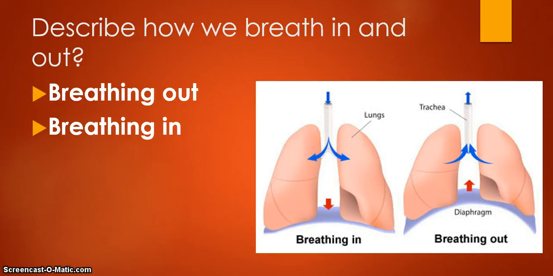Next is breathing in. When we inhale, the intercostal muscles between the ribs and the diaphragm contract to expand the chest cavity. The diaphragm flattens and moves downwards. The intercostal muscles move the rib cage upwards and out. So if you take a big deep breath in, you can feel your lungs filling up with air, your diaphragm is going down, and when you breathe out, your diaphragm's coming in and your lungs are shrinking.